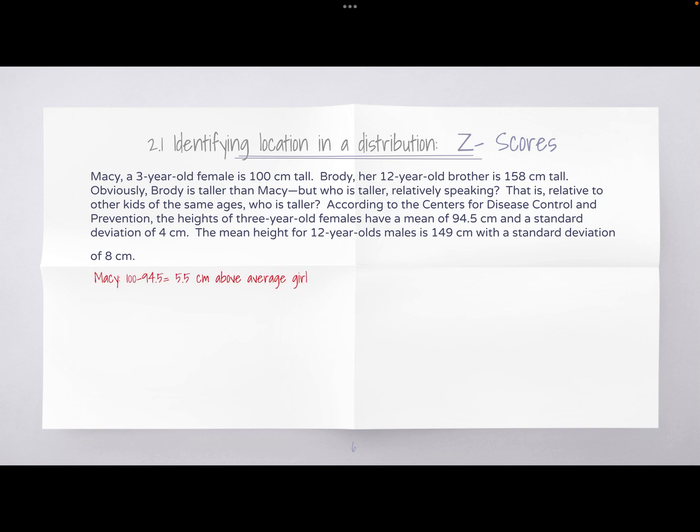So let's look at Macy. Macy is 100 centimeters. The mean is 94.5 centimeters. So we subtract those. She is 5.5 centimeters above the average girl. And then Brody, 158 centimeters compared to the mean of 149. So he's 9 centimeters above the average boy. Right now, it's hard to compare each other because it's not standardized.